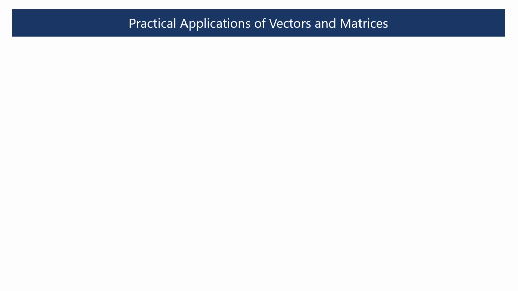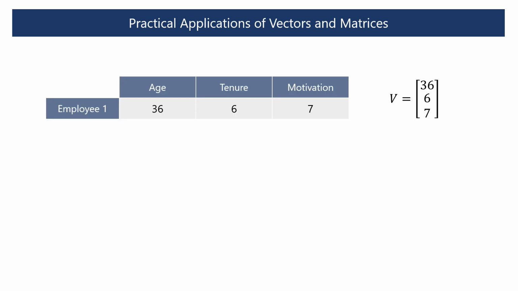Vectors and matrices are foundational elements for representing data in data science. We can use vectors to represent a data point in an n-dimensional space, where each element of the vector is a feature of the data. For instance, in a dataset of employees, a vector could represent a single employee, where each element might correspond to a characteristic like the employee's age, tenure, motivation score, and so on.